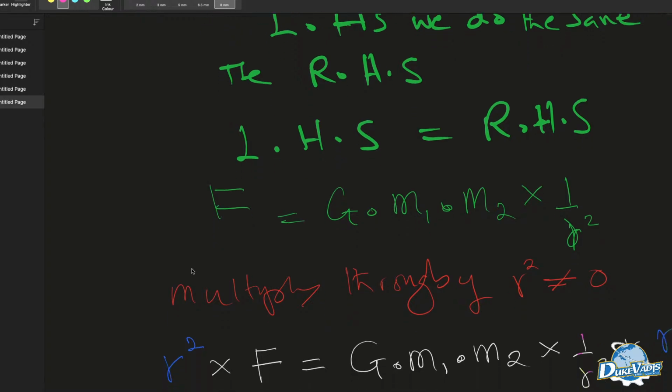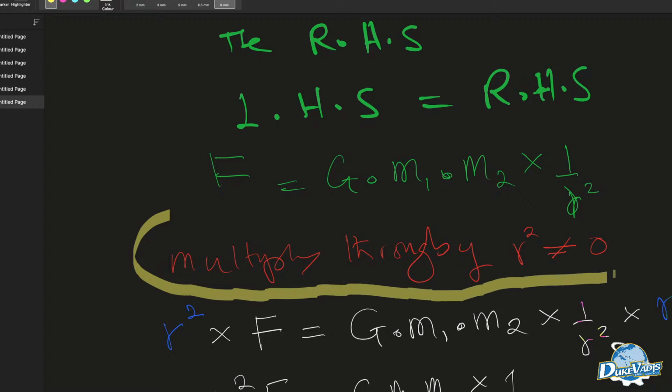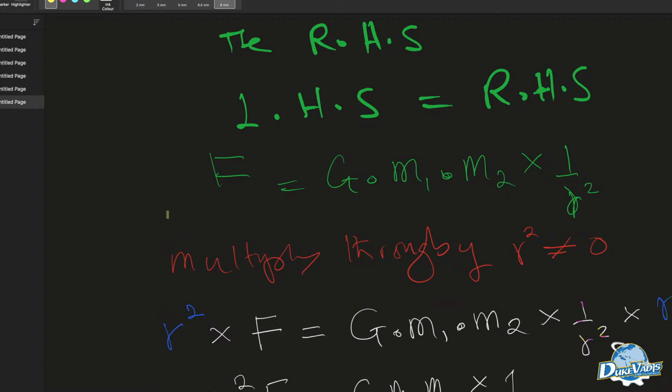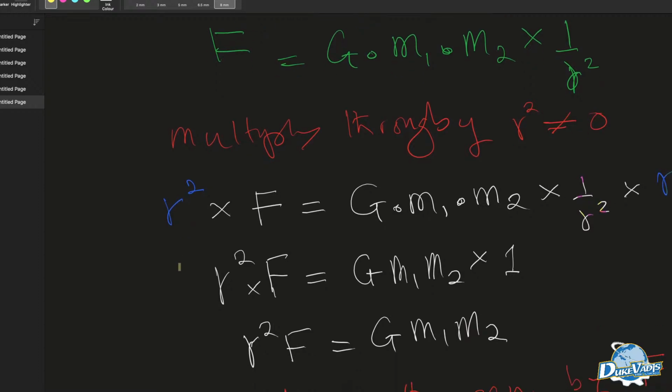So our equation, written, we say multiply through by r squared such that r squared is not equal to 0. The reason is, if r squared is equal to 0, then this whole equation will not exist for us to be able to make r the subject. Now we demarcated the multiplication by r squared using a different color. We multiply r squared here on the left of the f, and we also multiply r squared on the right of the whole expression.